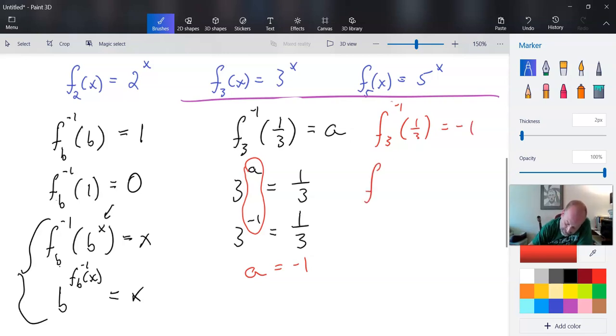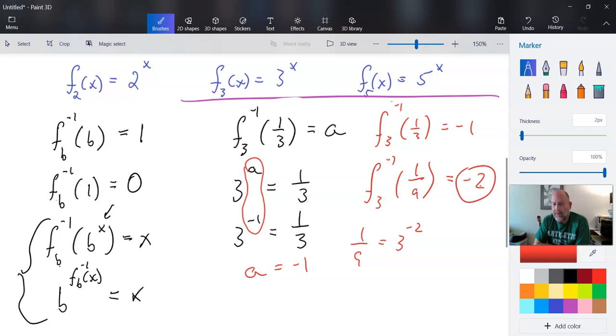We can also do that with other stuff, right? Let's say I wanted to do 1/9. Well, I know 1/9 is 3 to the -2. So that means 3 to the -2 equals 1/9. So the answer is -2. Now, I think this is really interesting. We've actually computed all these things so far without actually knowing what the function is, right? We haven't talked about it at all. We can actually take this one step further.